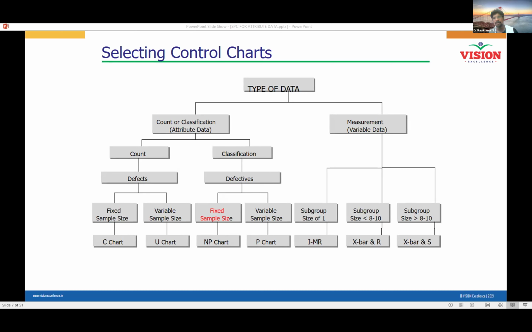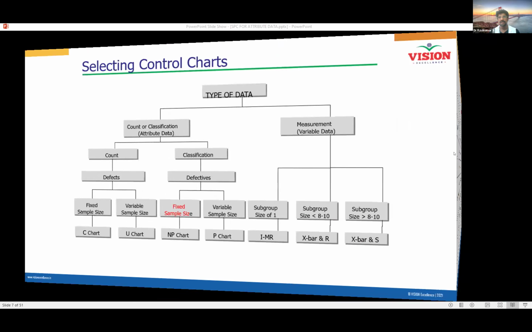Are you guys clear about how to choose the charts, everyone? Yes, sir. Clear. So based on the type of data and the number of samples and the type of samples which you collect, you have to decide the chart: C, U, NP, and P. Remember, for defects it is only C and U, and for defectives it is NP and P only. Okay, so now let's move.